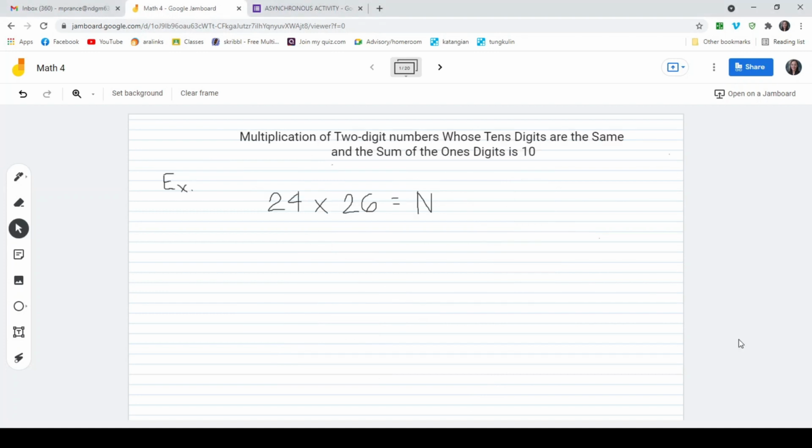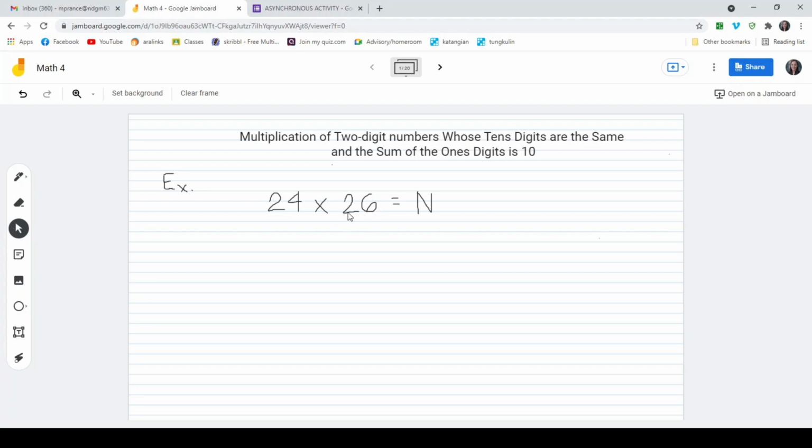The third and last strategy that I will share with you today is multiplication of two-digit numbers whose tens digits are the same and the sum of the ones digits is 10. So here's the example. Remember, the ones digits must have a sum of 10, 4 plus 6 is 10, and the tens digit must be the same. You can apply this method.